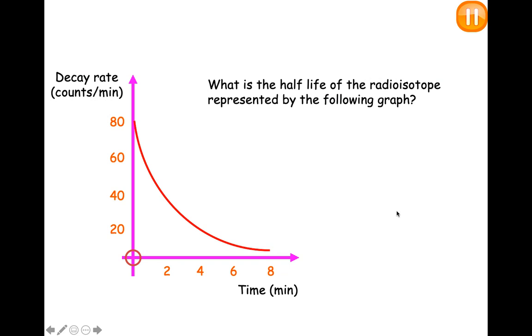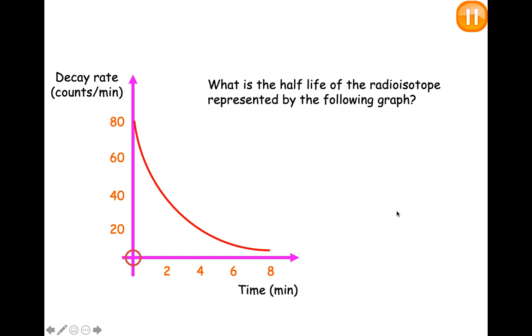Okay, so what is the half-life of the radioisotope represented by the following graph? You can see on the y-axis we have the decay rate, which is your number of counts per minute. To measure the activity rate of a sample, we can use a piece of equipment called a Geiger-Müller tube. A Geiger-Müller tube will beep every time it detects a radioactive element, so a form of radiation. You can look at how many counts there are in a minute. The more counts there are in a minute, the more radioactive the sample.